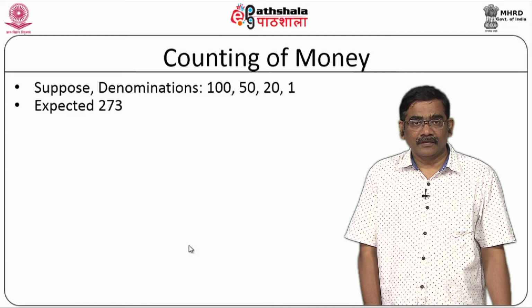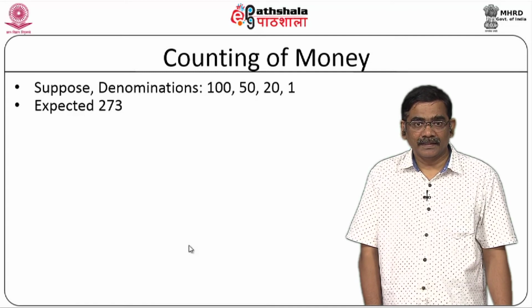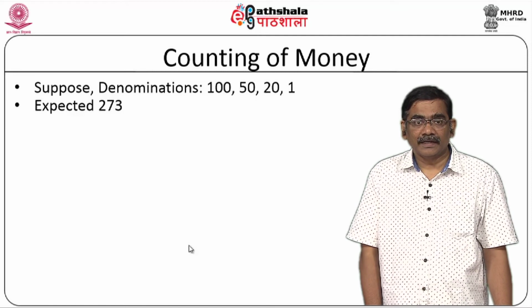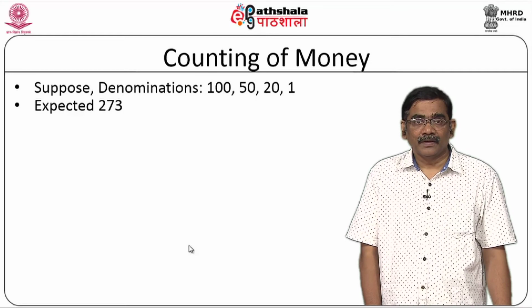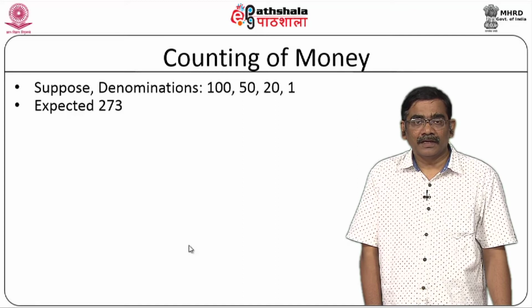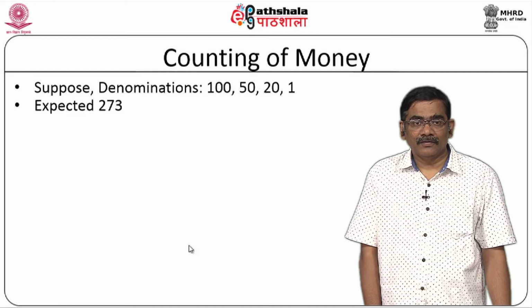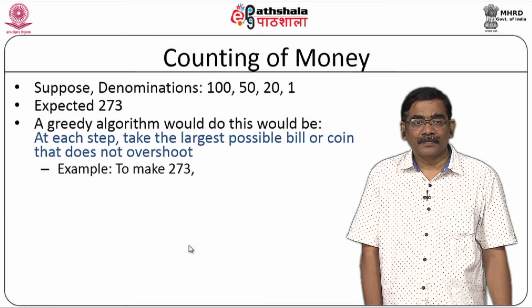One way of solving this problem is I can give 273 one-denomination coins, which is clearly suboptimal. So, what is the greedy approach? The greedy approach looks for the largest denomination. The largest denomination is 100. So, the best way is I give 100.